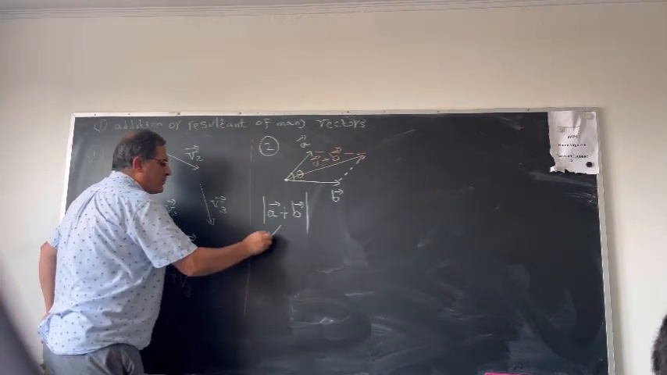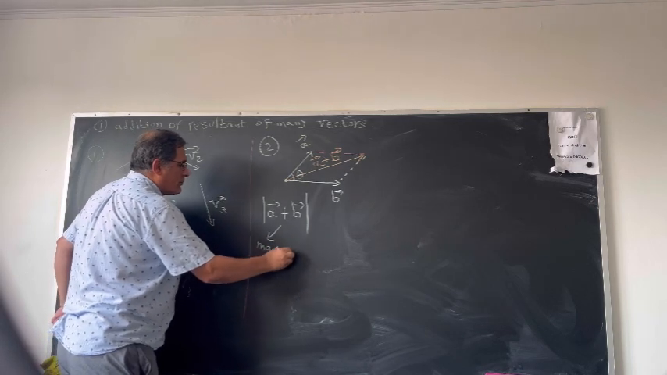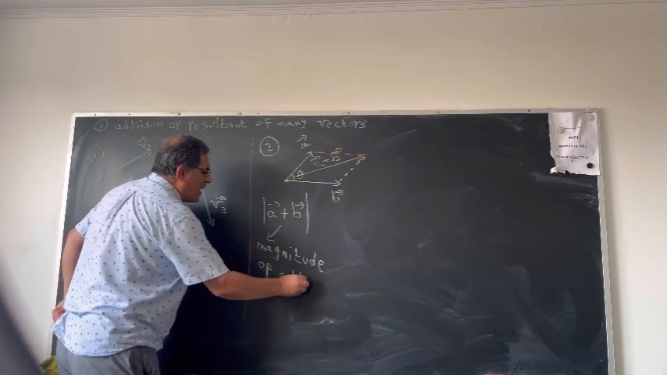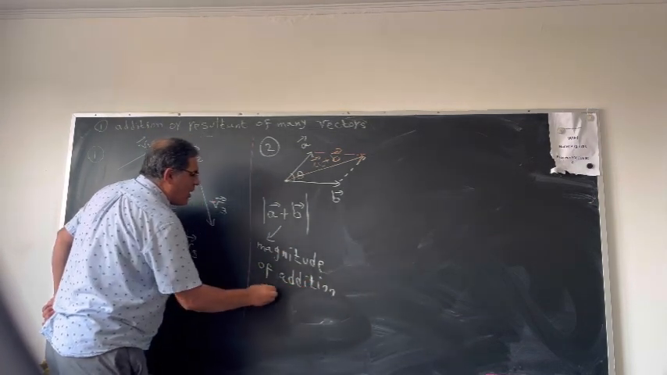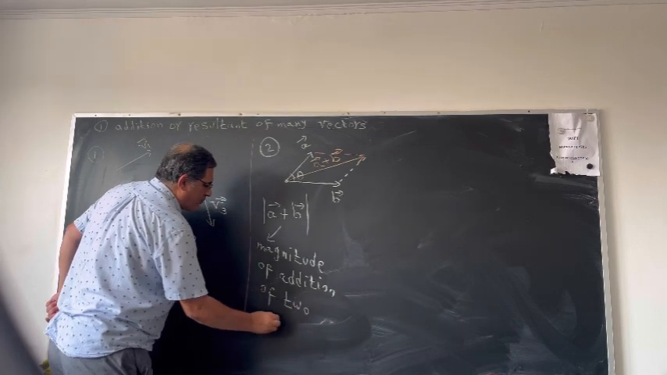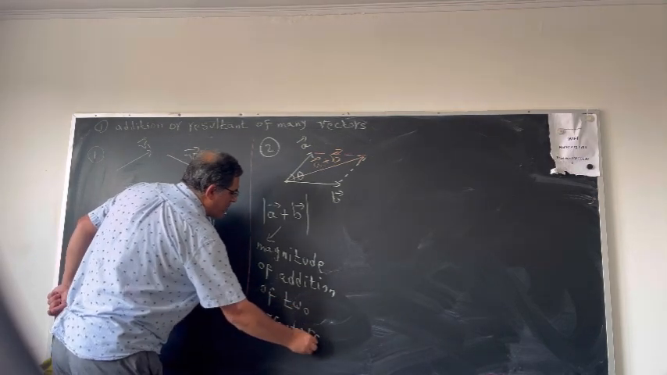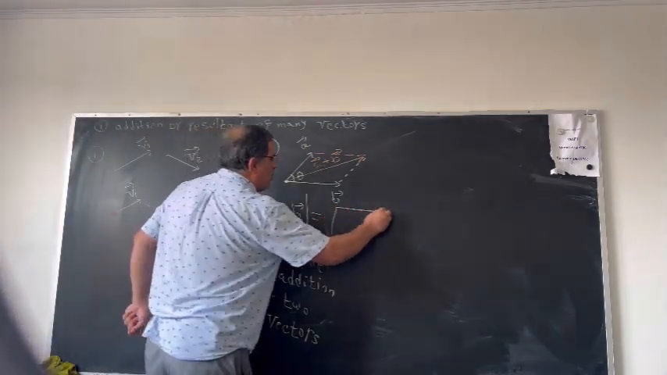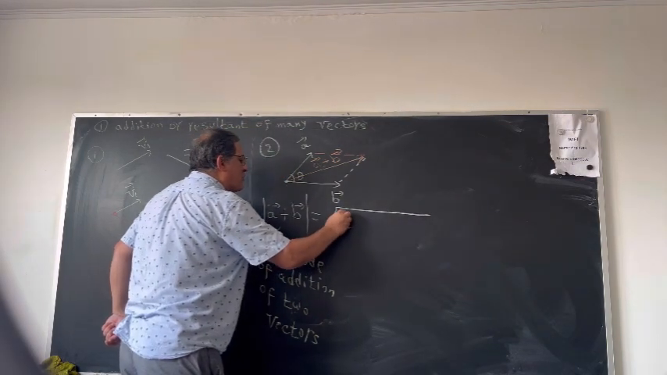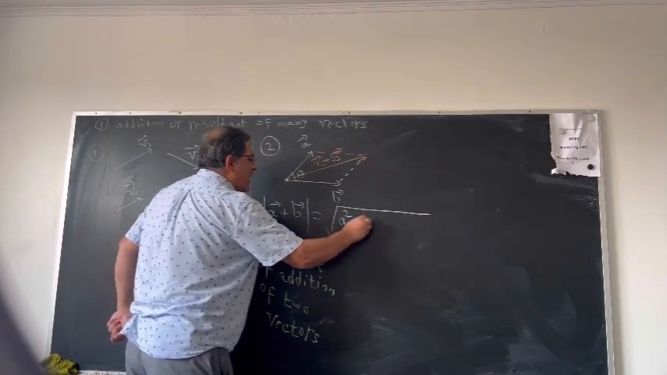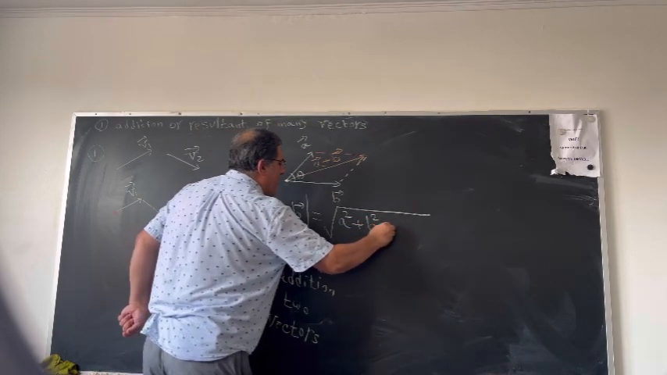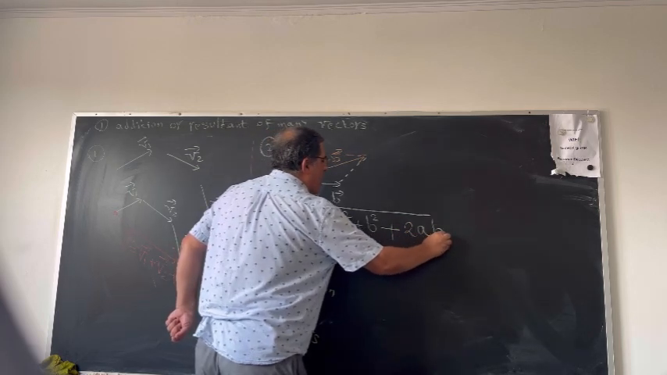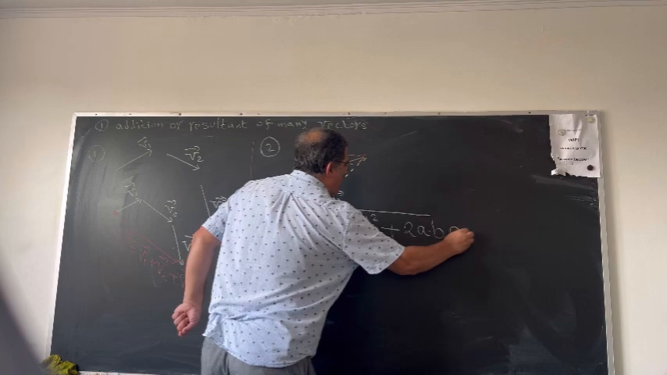This is the magnitude of the addition or resultant of two vectors. How do you find the magnitude of the addition or resultant of two vectors? You write radical or root: first vector square, second vector square, plus 2 times first vector times second vector times cosine theta.